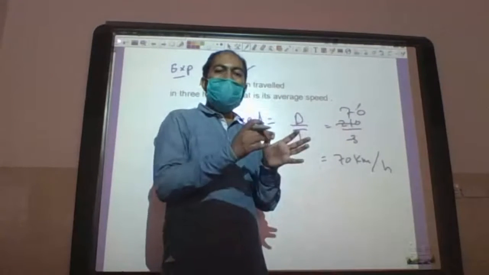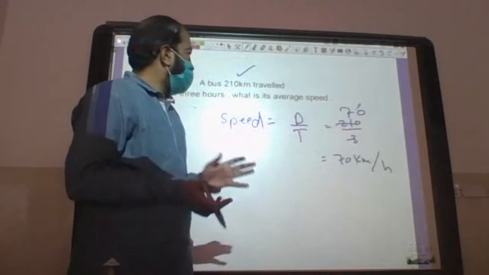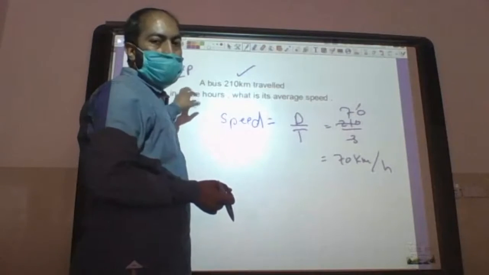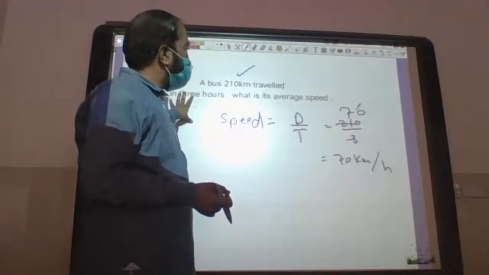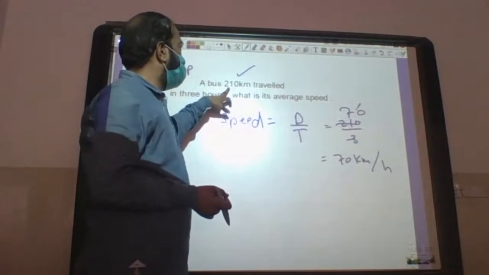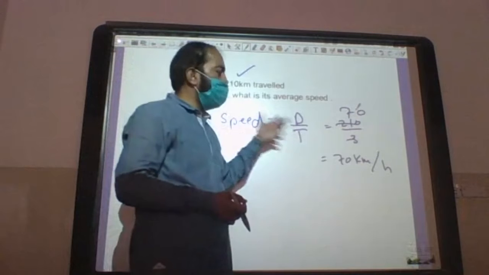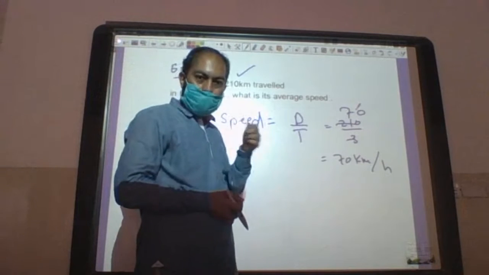Now the question situation could be changed. It could be asked like 4 hours, 5 hours, 6 hours. So you just divide the total distance by time, and it will give you the speed. Is it clear?